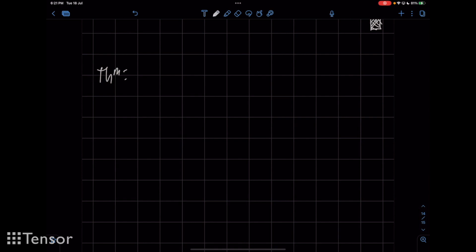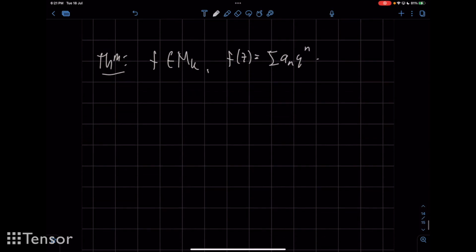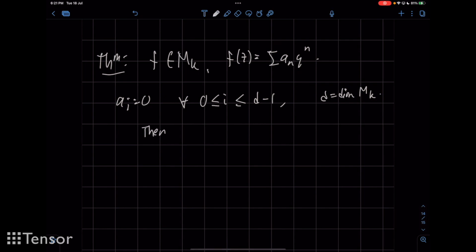So the theorem states: let f be a modular form of weight k, and well, then f can be written as, of course, the q series. And suppose a_i is 0 for every i up to d minus 1. What is d? d is the dimension of M_k. Then f is 0. So, proof.